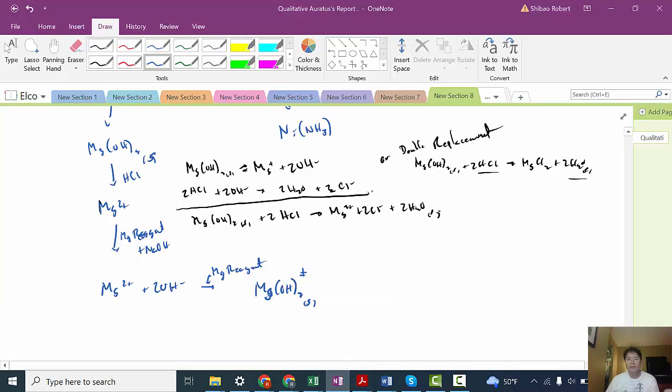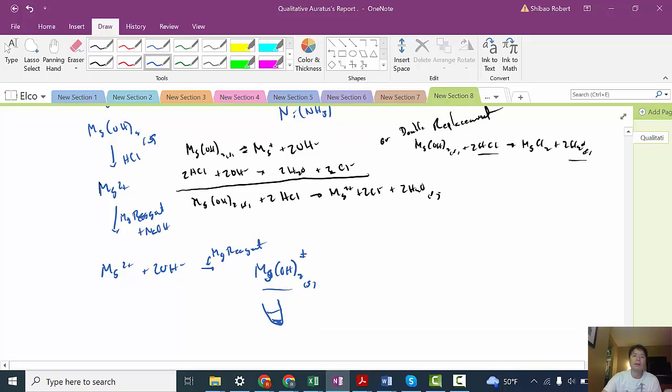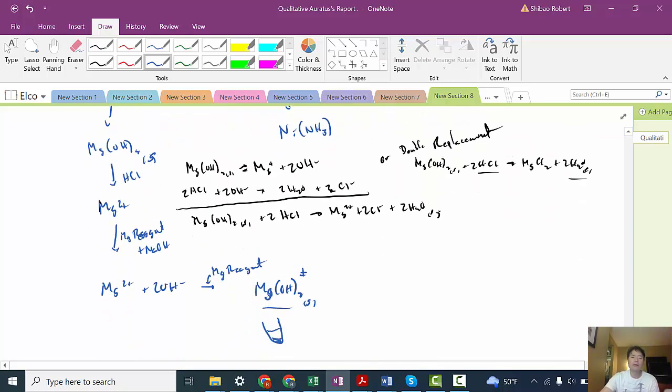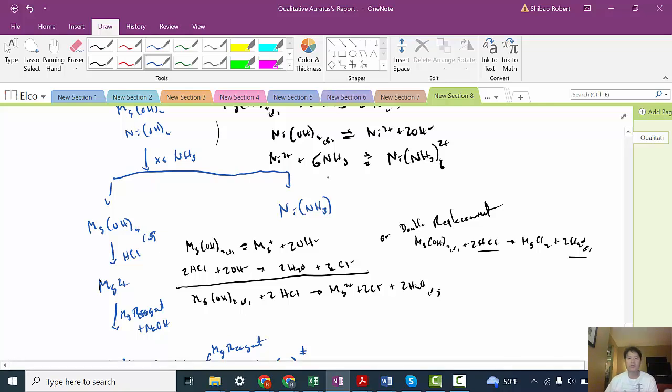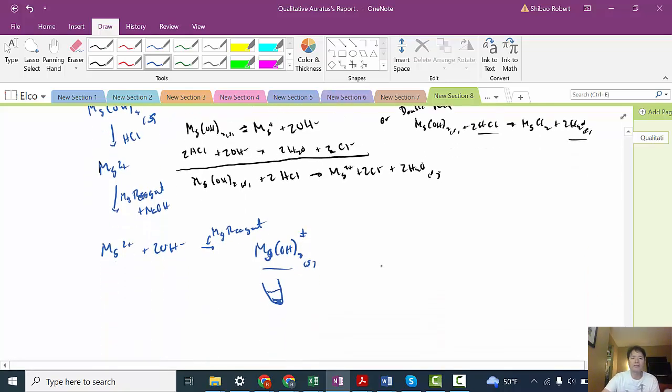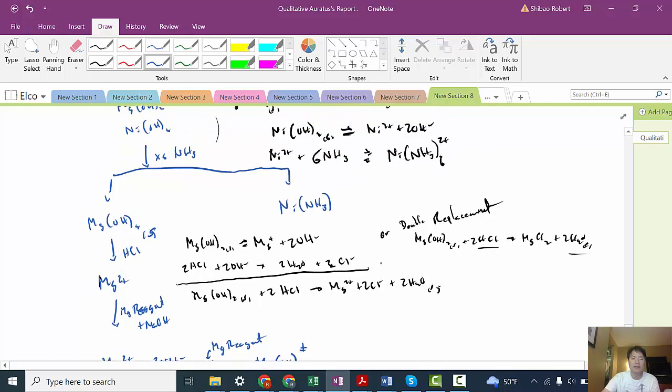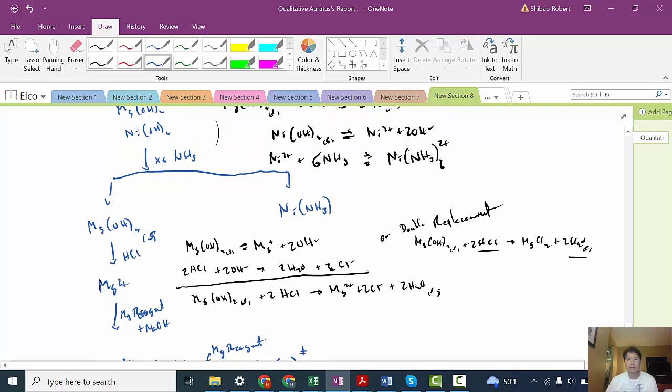Now it's a kind of a low density precipitate. And so if you centrifuge it, the blue lake settles on the bottom, and it's just like a layer of gelatin. So it looks kind of like a lake, but it's a solid precipitate, magnesium hydroxide. Now, that's the last equation. So if we get the blue lake, that's a positive for the magnesium ion being present.